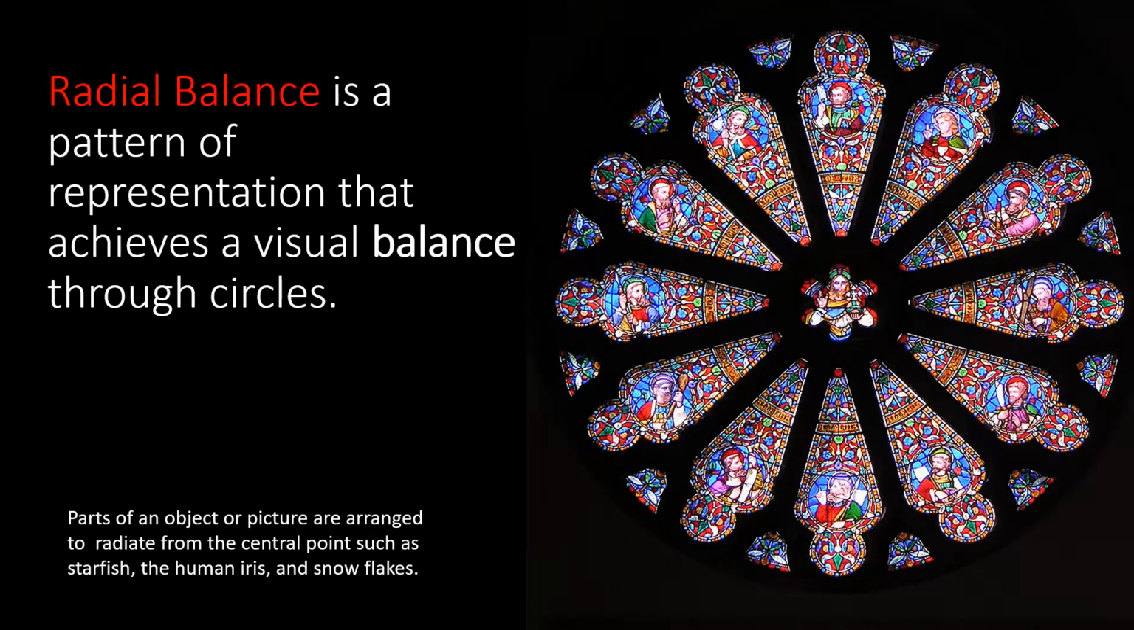A radial pattern is radiating out from a center. It's based on circles, and they're going out from a central point. So in nature, you'll see a lot of these. Like if you look into someone's eyes, you'll see an iris. That is a radial balance. Starfish have it, and so do snowflakes.